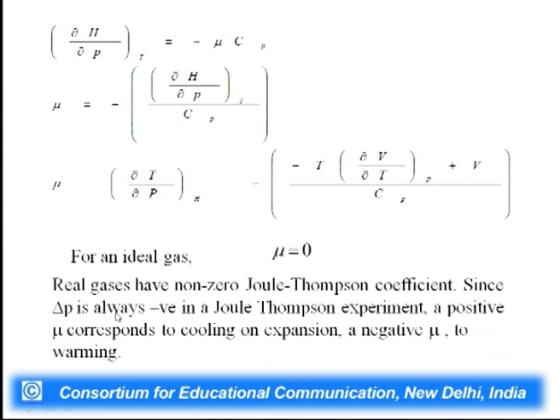Delta P, this is an expansion experiment. So, delta P is always going to be negative. So, a positive mu corresponds to cooling on expansion. If delta P is negative, mu is positive only when delta T is negative. So, negative divided by negative is a positive quantity. So, a positive mu corresponds to cooling on expansion, whereas a negative mu corresponds to warming.